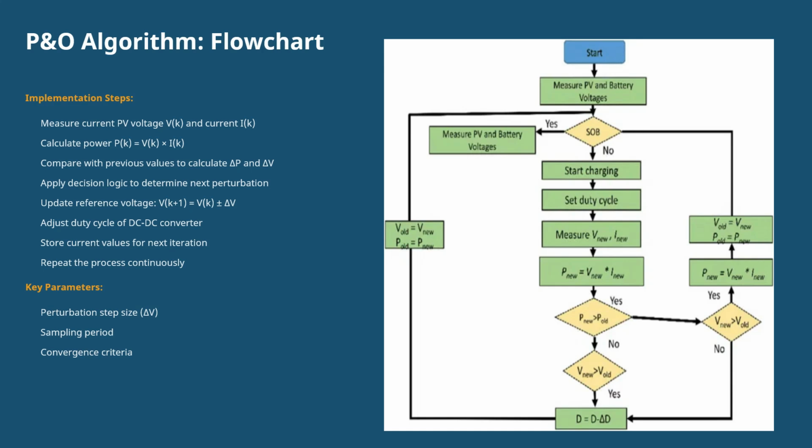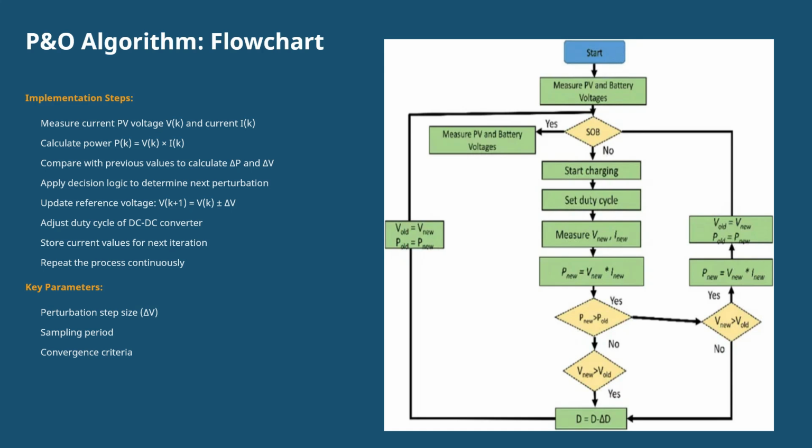You check the difference and apply decision rules to decide whether to increase or decrease the voltage. Adjust the reference voltage, because on the PV curve, we move according to the voltage increase or decrease. Where is our MPPT?